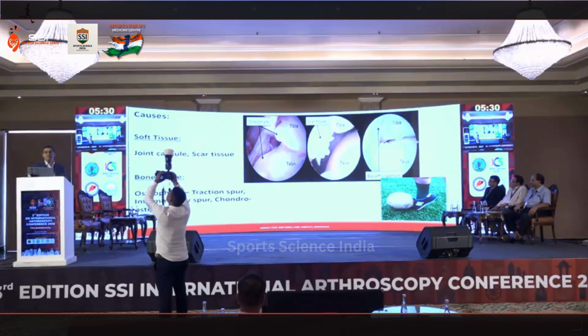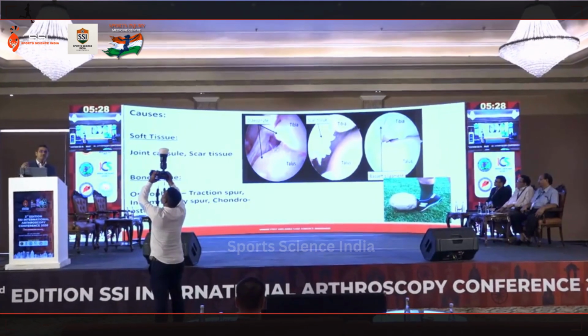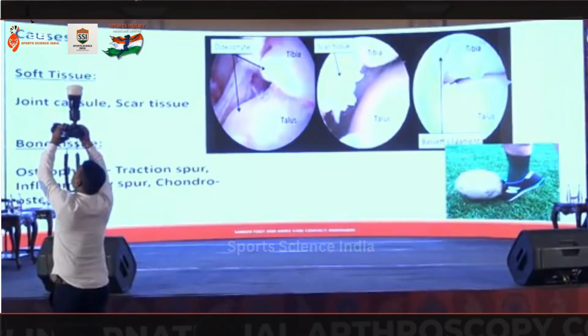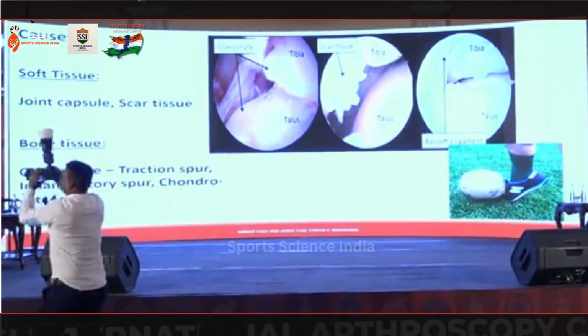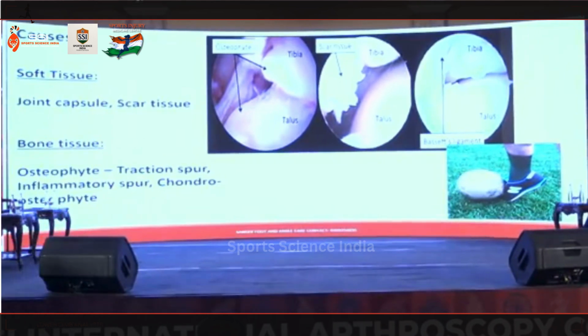And where do these osteophytes come from? They come from cartilage fragments which are detached from the tibial or talar cartilage, and they form a small round body, which is an osteophyte. It can be a traction spur, which is due to forced plantar flexion, as you see in the picture on the right, which is common in footballers. It can be an inflammatory spur. Many people with rheumatoid arthritis have ankle synovitis, and osteophytes can form. And a chondro-osteophyte, as we mentioned, is post-traumatic, when the cartilage knocks off.